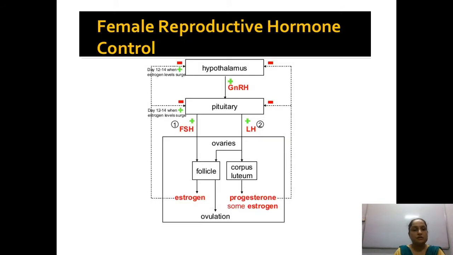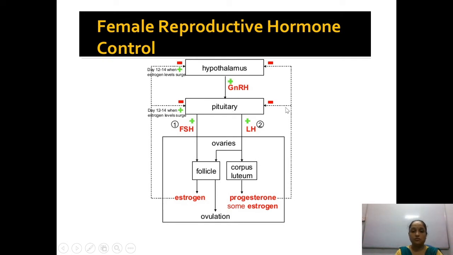Next in the picture is a female reproductive hormone, which we are going to discuss. The above section you are able to see that hypothalamus, gonadotropin release hormone, that is the same hormone which is released in case of males also, and it is going to affect the secretion of the pituitary.